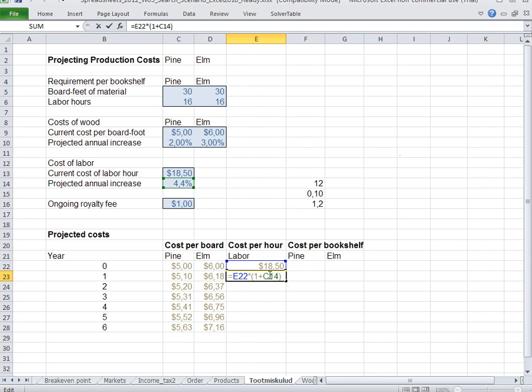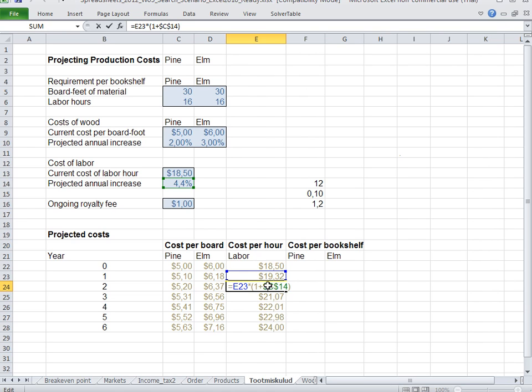And what we also want to do is we want to use dollar signs in here, but now we can use dollar signs the whole way, because we are only going to be copying this labor number up and down, so we can just use both dollar signs so that it will not move in any way. And let's copy it, and here it is, the price of an hour of work going up by 4.4%.